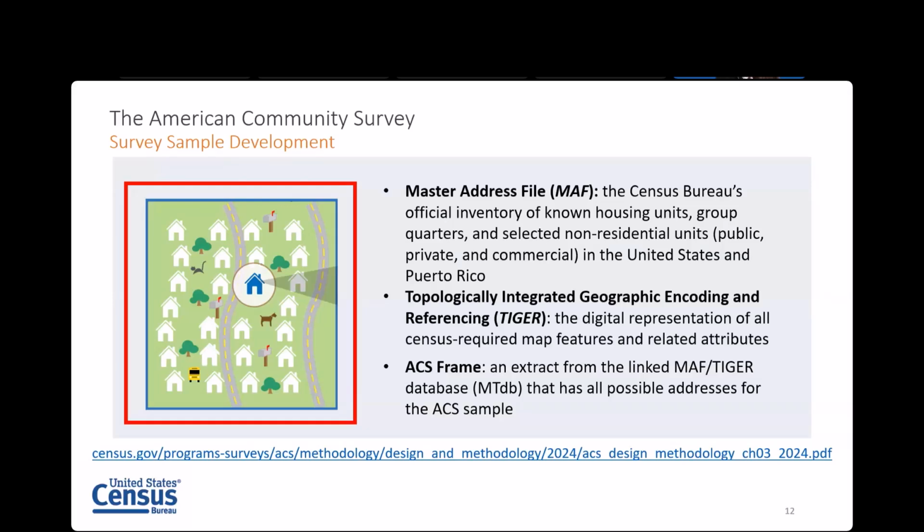Now, the topologically integrated geographic encoding and referencing system is the digital representation of all census-required map features and related attributes.